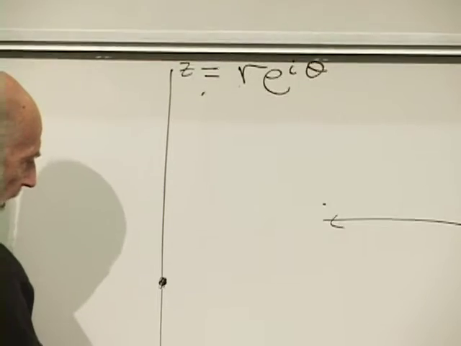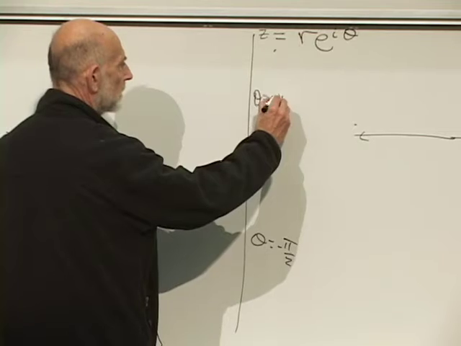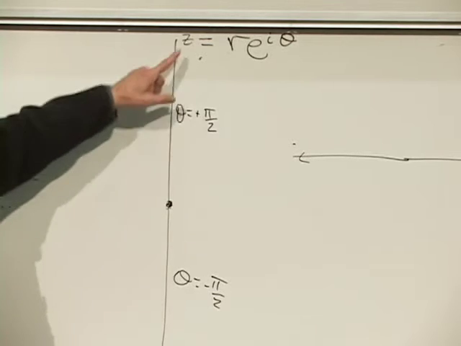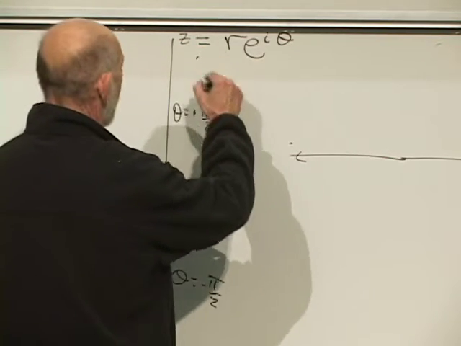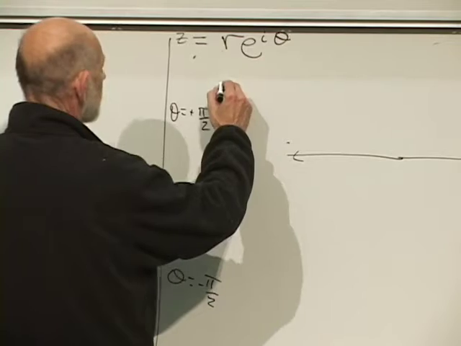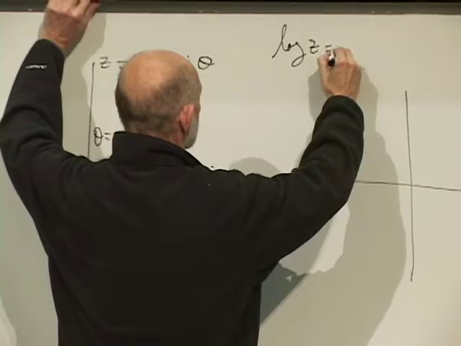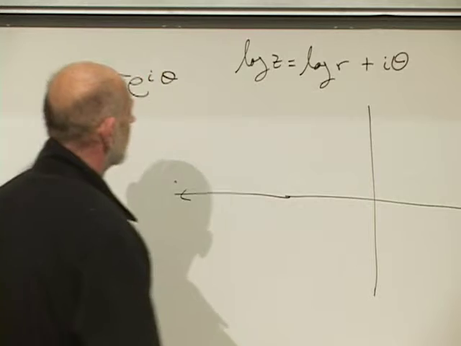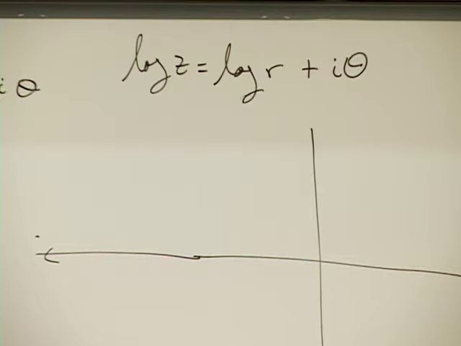Theta equals minus pi over 2. Here is theta equals plus pi over 2. Here is r e to the i theta. What is the logarithm of r e to the i theta? The logarithm of r e to the i theta, log of z, is equal to the logarithm of r plus i theta.